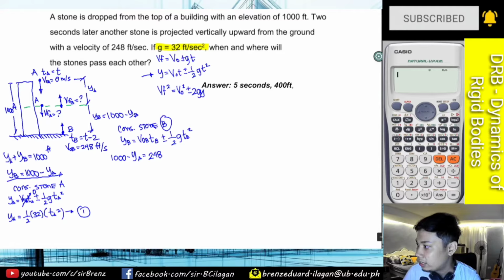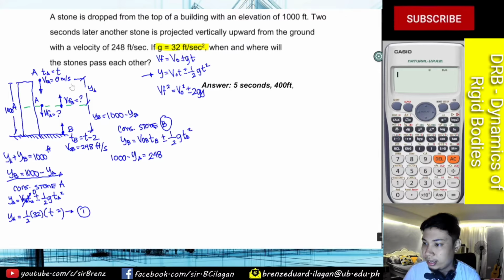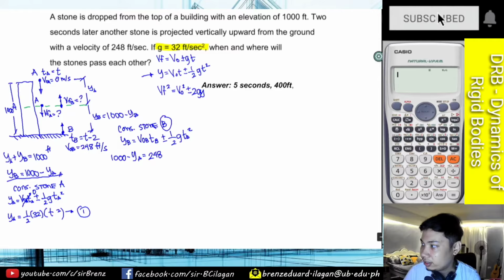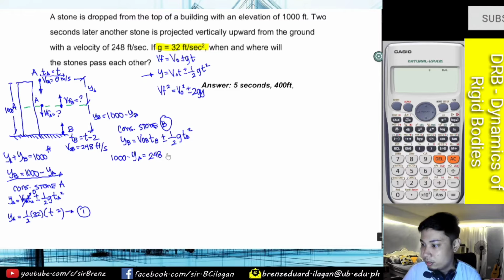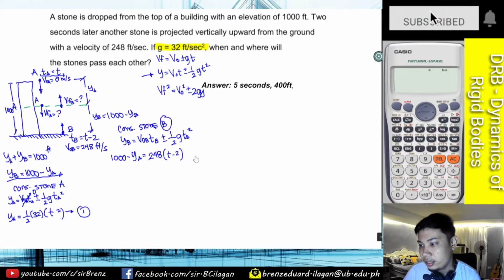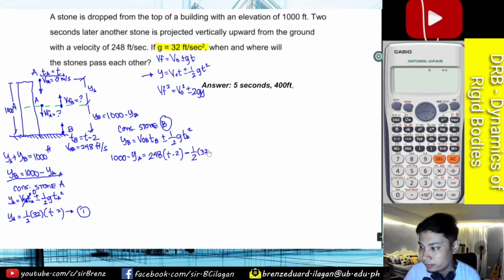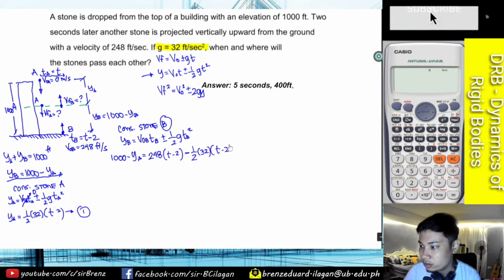So guys, what we should do here is not consider ta, so it is just t. We have also shown here that it is equal to t. So tb will be t minus 2. And then, since its direction is opposite, coming from the initial velocity, this will be minus, because the initial velocity is opposite to the gravitational acceleration. So 1/2 of 32 times t minus 2 squared. This will be our equation number 2.